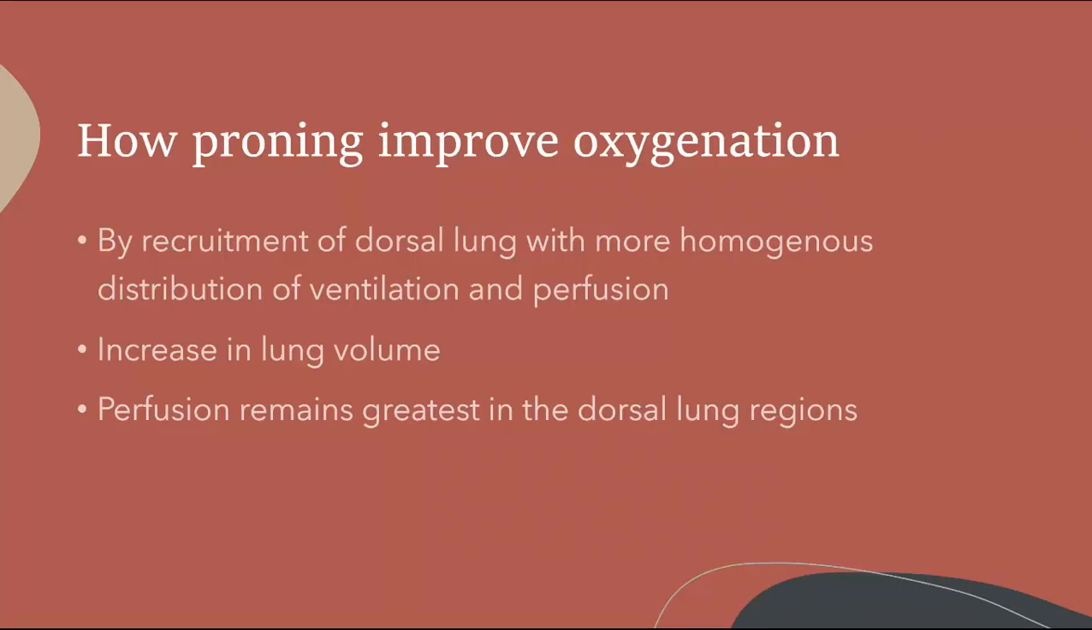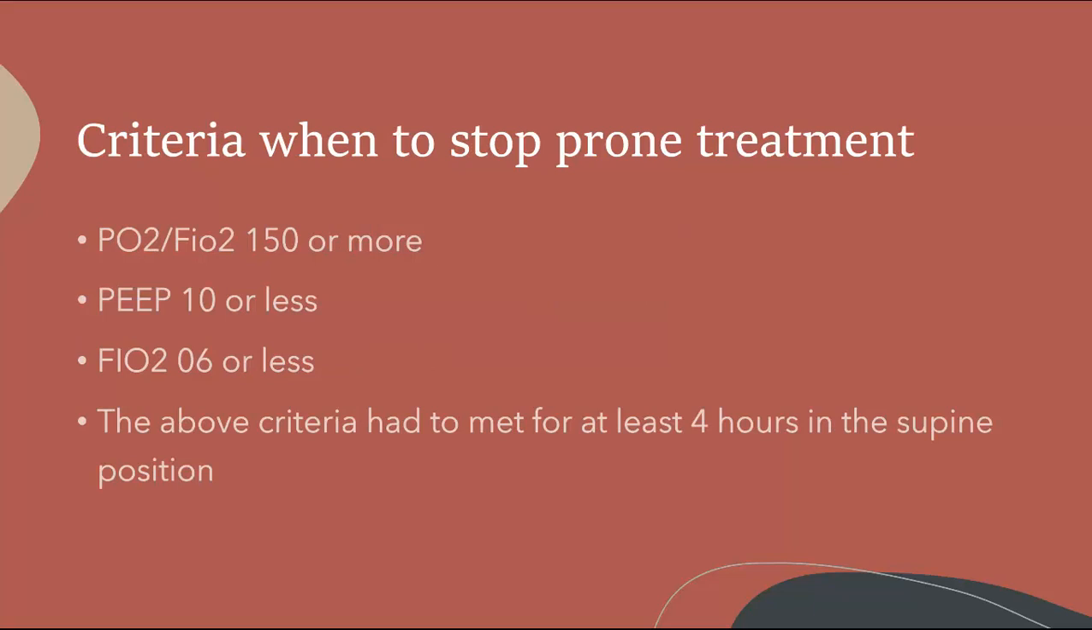So there is some mechanism for why proning improves oxygenation. They say it is by recruitment of the dorsal lung with a more homogeneous distribution of ventilation and perfusion. I think the dorsal part of the lung has more perfusion, and that's why when you put patients on proning, they have more chance to ventilate, improving the PF ratio. Also, they found increasing lung volume.